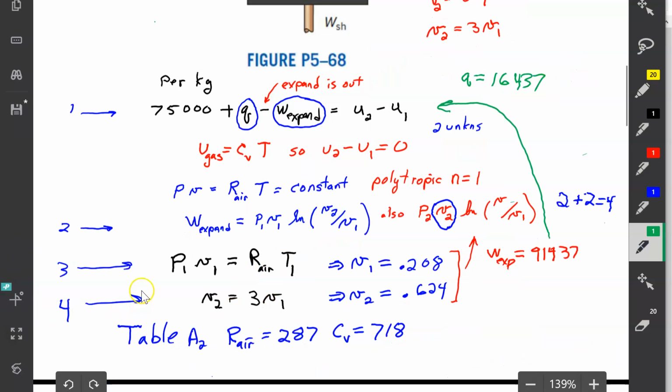Okay, so here's the rest of it in black. You see that this is basically just the ideal gas equation, P times little v equals RT. From that equation, you're able to solve for the little v1, which I did. It's 0.208. Make sure that you can get that number as well. Once you have v1, you can then get v2. It was given in the problem. It was 3 times v1, so v2 comes out in a trivial way.